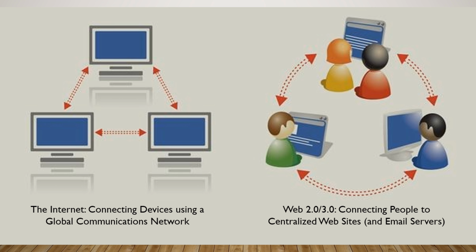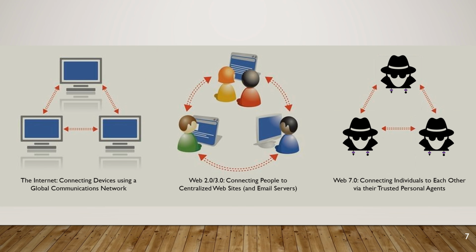in Web 7.0. If we look at Web 7.0, adding that third diagram on the right, it's not about connecting people to centralized servers. It's about connecting individuals with each other and literally connecting people with each other through their trusted personal agents. So a trusted personal agent is a piece of software that runs on your phone or perhaps on your computer at home. And your trusted personal agent interacts with other personal agents. So Web 7.0 is about connecting individuals to each other via their trusted personal agents, and we'll dwell on that quite a bit.